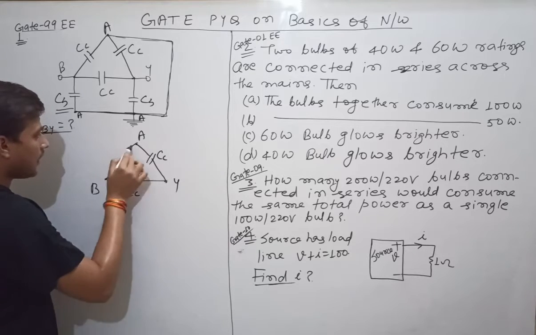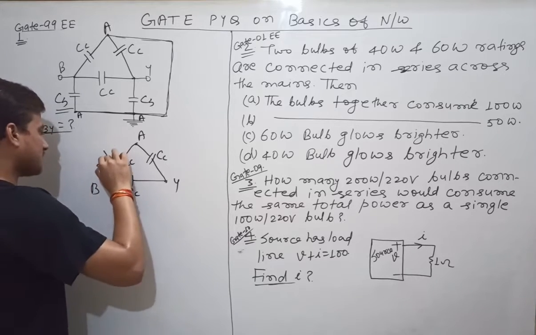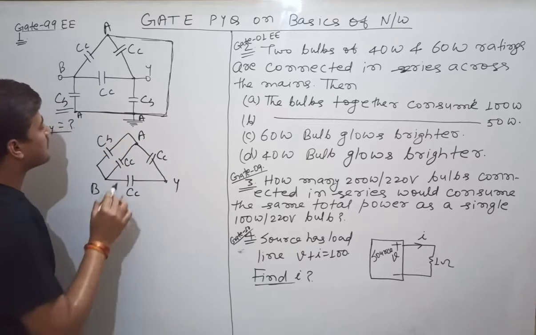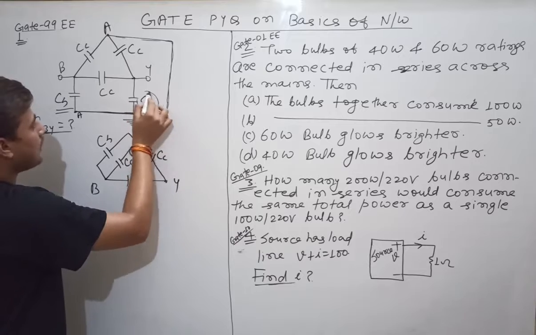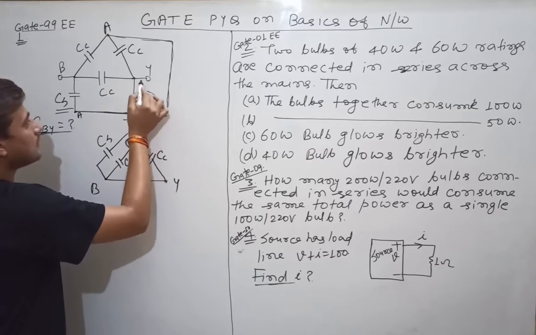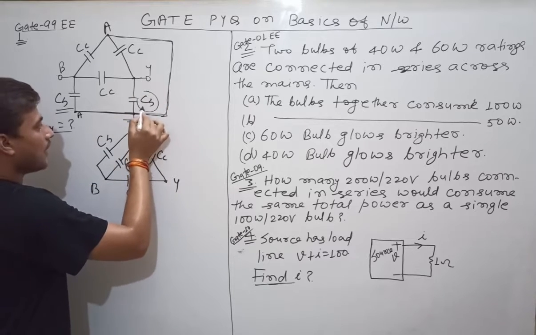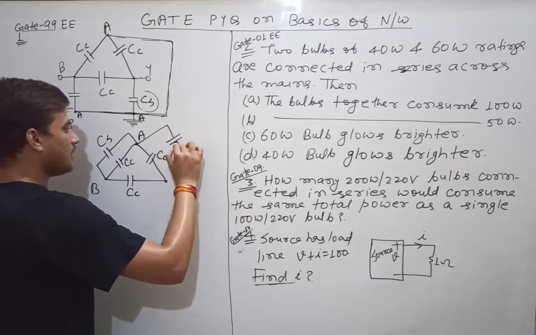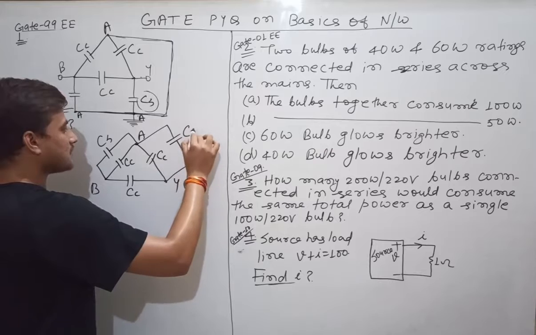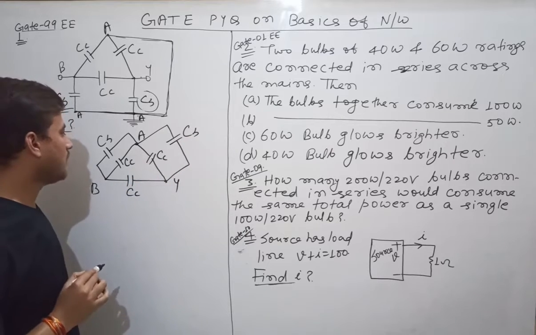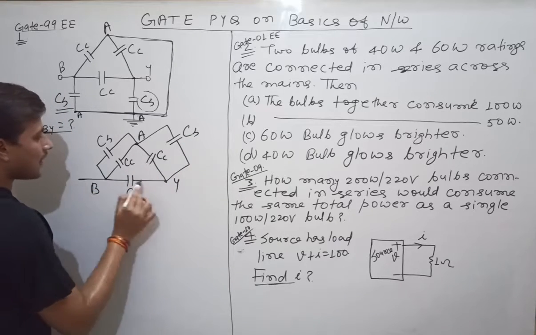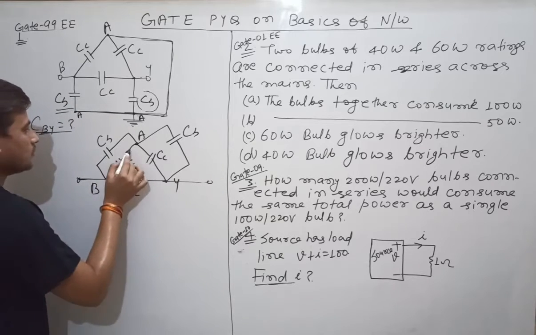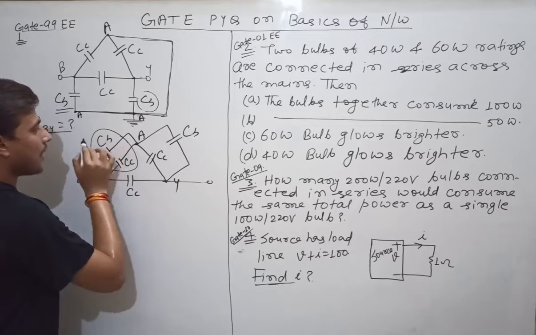That means between B and A, there is another capacitor. It is CS. Similarly here, you see between Y and A, another capacitance CS is connected. That means between Y and A, we are having another capacitance, that is CS. Clear? Now we have to find the equivalent capacitance between B and Y. So what do you see? You see these two capacitors are in parallel.